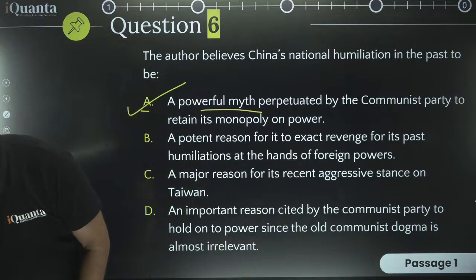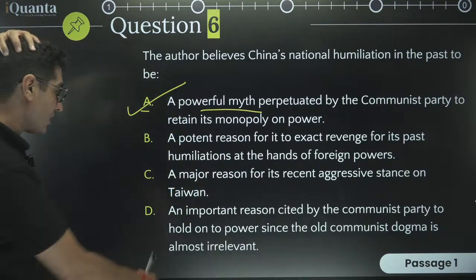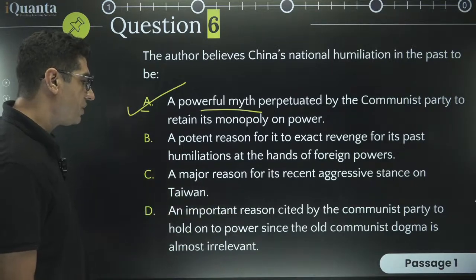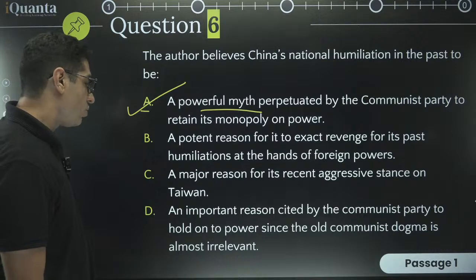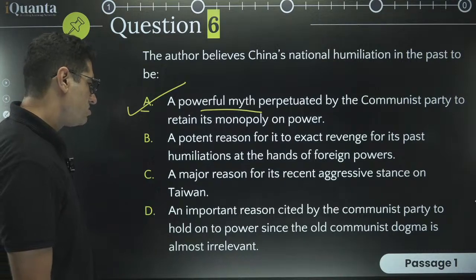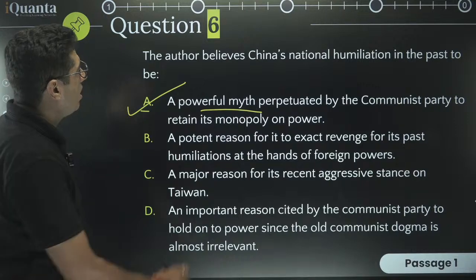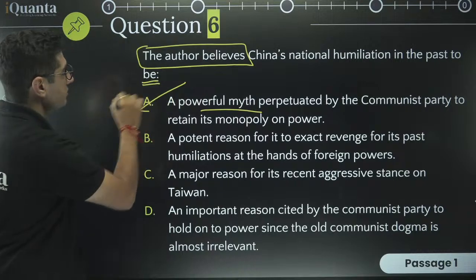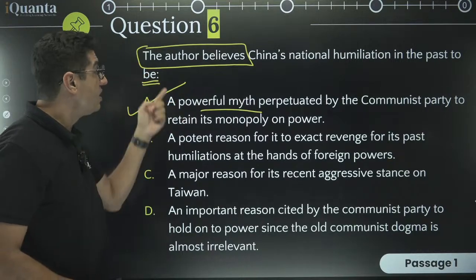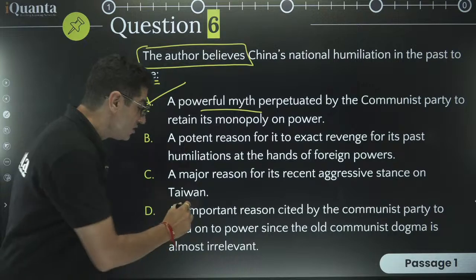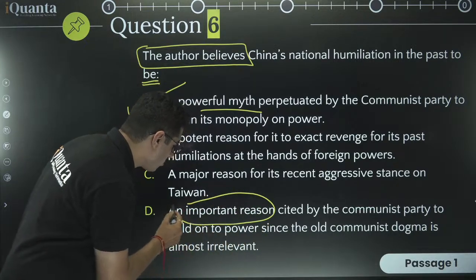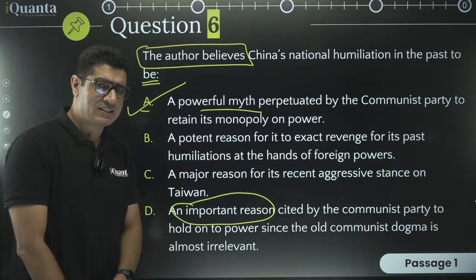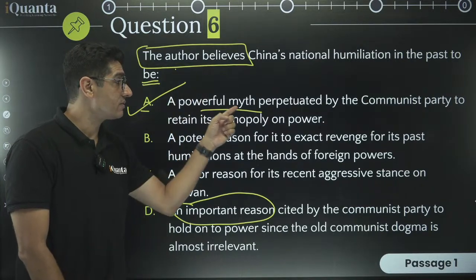What are some of these other options? Some of us have also picked up D, so let's look at D. An important reason cited by the Communist Party to hold on to power, since the old communist dogma is almost irrelevant. Look at the question. The author believes it to be a myth used by them. The author does not believe it to be an important reason. Communist Party may project it as an important reason, but according to the author, it is a myth.